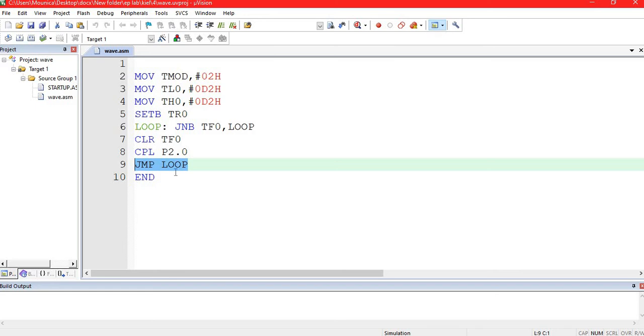In this code we have not initialized the pin P2.0, as in 8051 all the pins are initialized as logic 1, which is plus 5 volts. Now we will build the code and see if any errors are present.